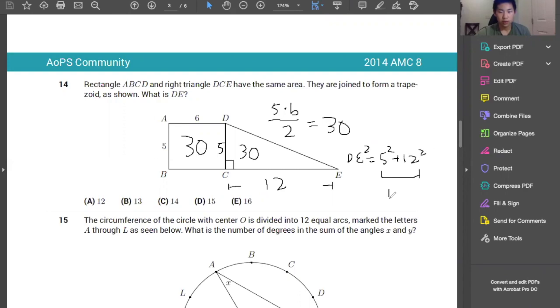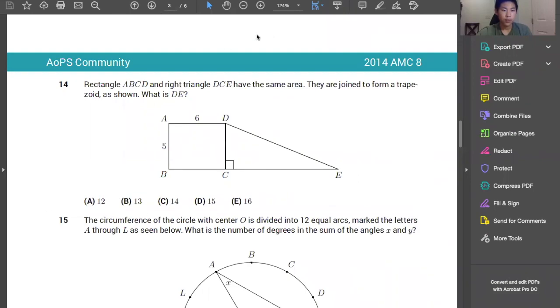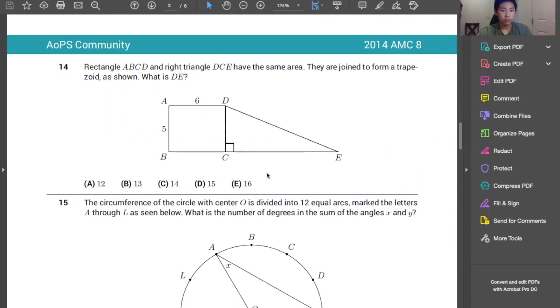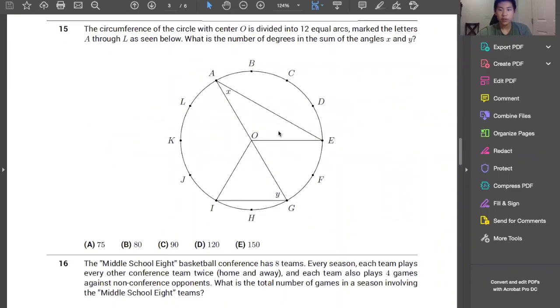This in total is 169, so DE would be 13. 13 squared is 169, and I'll let you confirm that yourself. Oh yeah, so our answer is 13. Okay, any questions? Okay, sounds good.